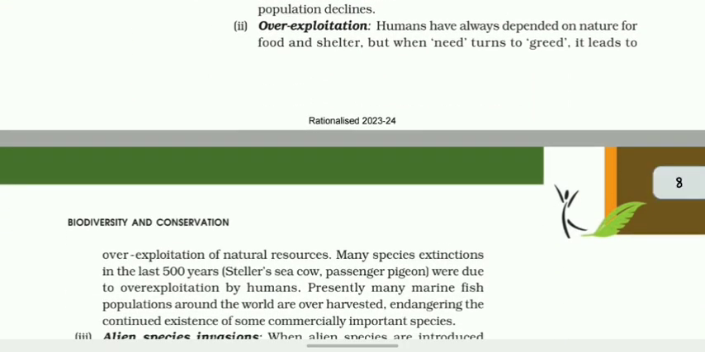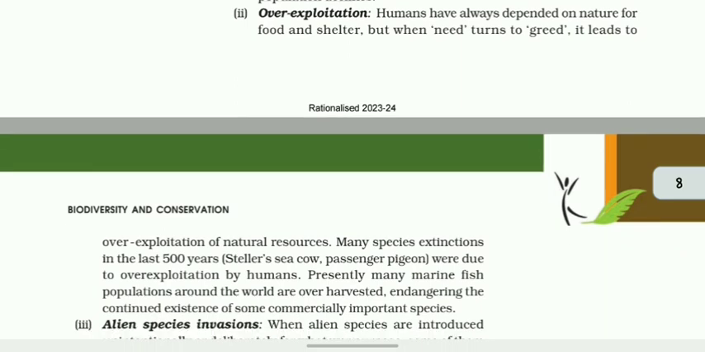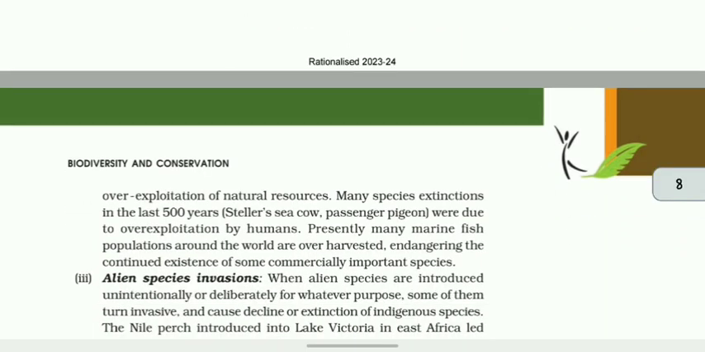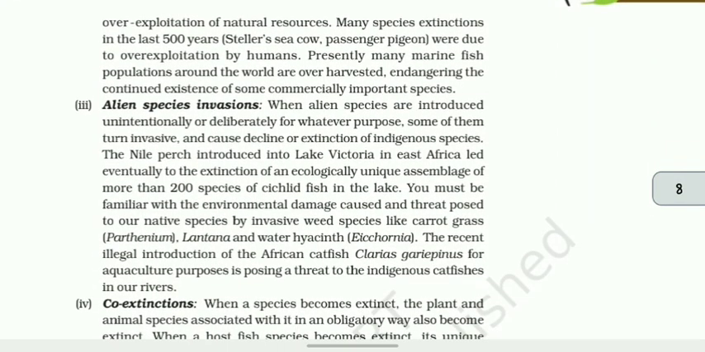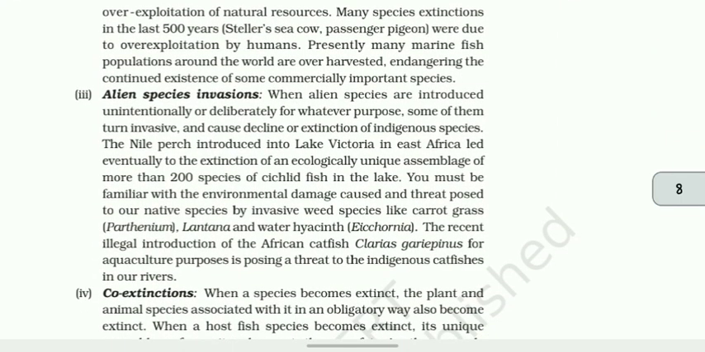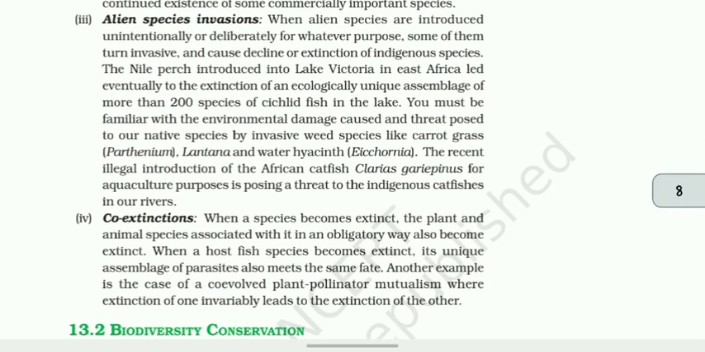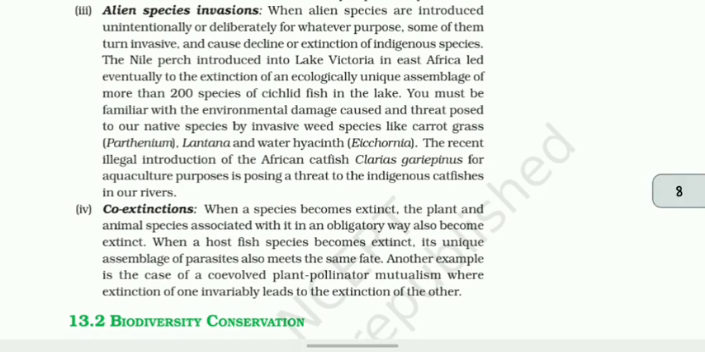Number 2, overexploitation. Humans have always depended on nature for food and shelter, but when need turns to greed, it leads to overexploitation of natural resources. Many species extinctions in the last 500 years, for example, Steller's sea cow and passenger pigeon, were due to overexploitation by humans. Presently, many marine fish populations around the world are overharvested, endangering the continued existence of some commercially important species. Number 3, alien species invasions.